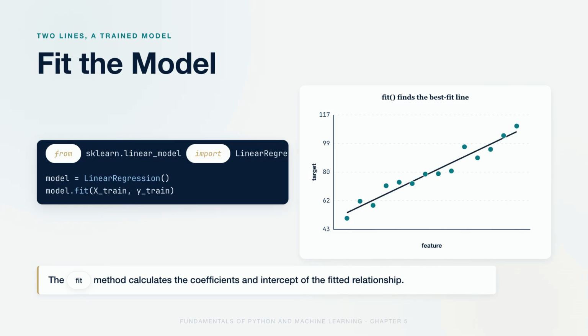To train a linear regression model, we import the LinearRegression class. Then we create an instance and store it in a variable called model. At this point, the model exists, but it has not learned anything. We train it by calling model.fit(X_train, y_train). The fit method examines the relationship between the training features and the training target. It calculates the coefficient and intercept that define the fitted linear relationship. After the fit operation completes, the trained model can make predictions. This two-line pattern appears simple, but it represents the mathematical training process implemented by scikit-learn.